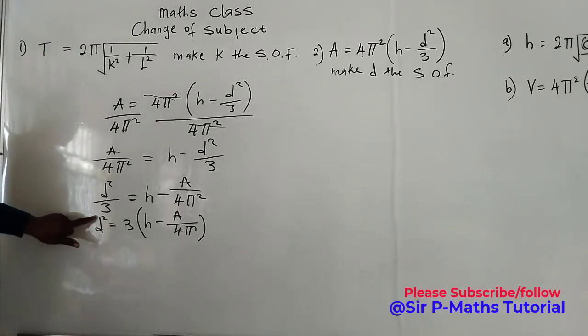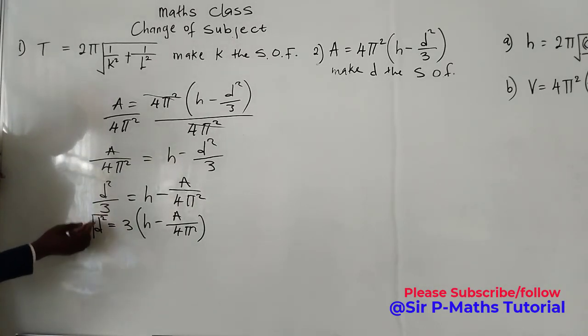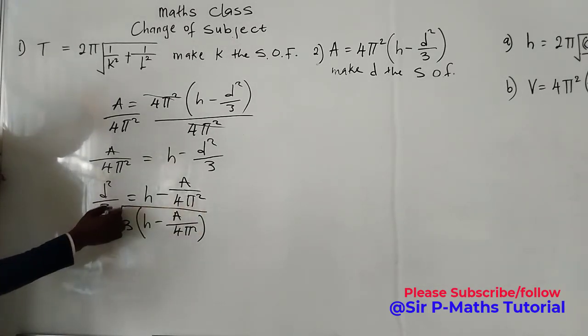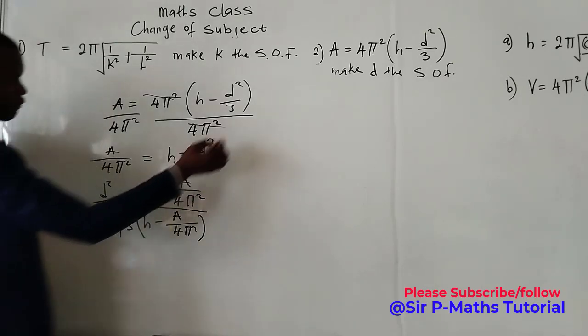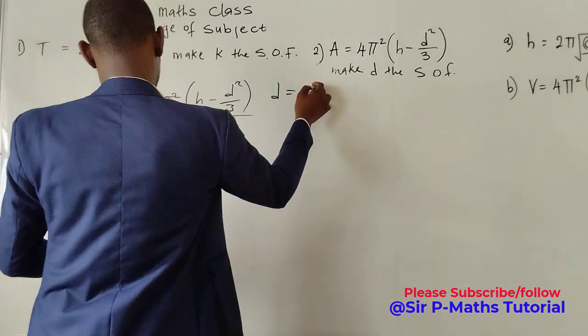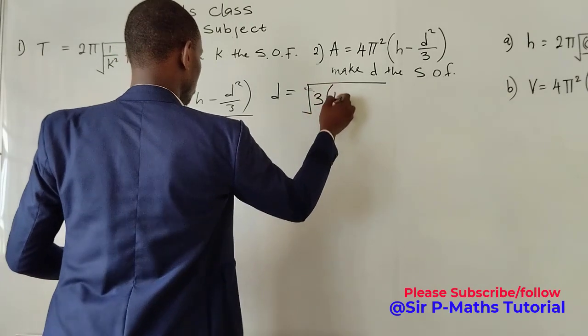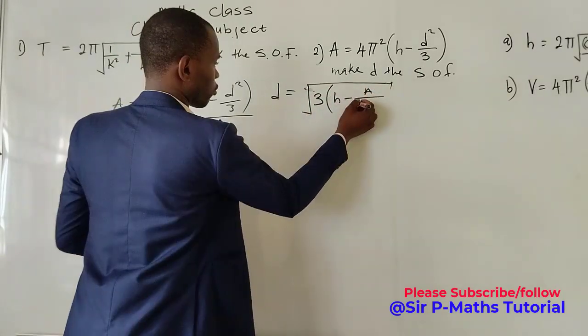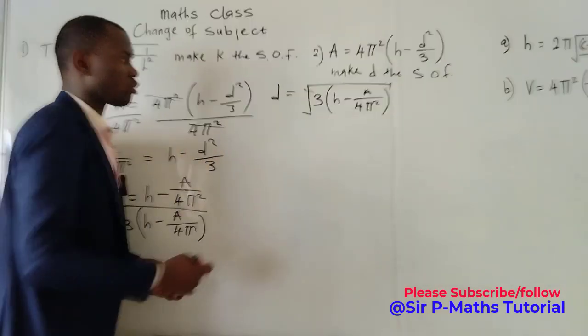Okay, because we are looking for d, we take the square root of both sides in order to get our d to be independent. So the square will cancel the square root, and then I will have my d equal to the square root of 3 into (h minus a over 4 pi squared). Alright, so this becomes our answer.